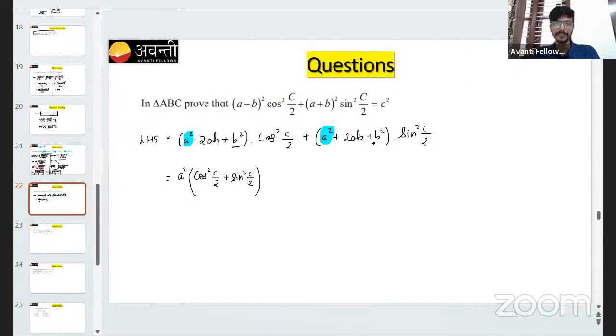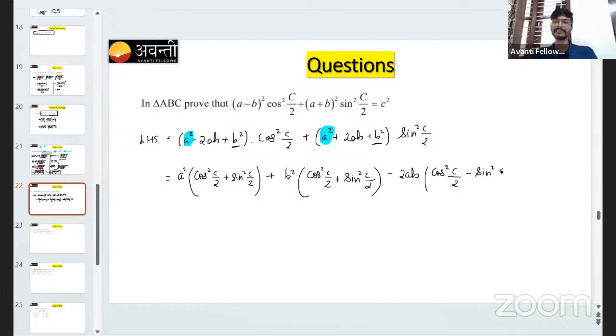Similarly, this is b square. So if I take b square common, one step is saved. Under it again I will get cos square C by 2 plus sin square C by 2. And from here if I take minus 2ab common, the minus makes it positive, cos square C by 2, and taking minus 2ab common, this will be minus sin square C by 2.